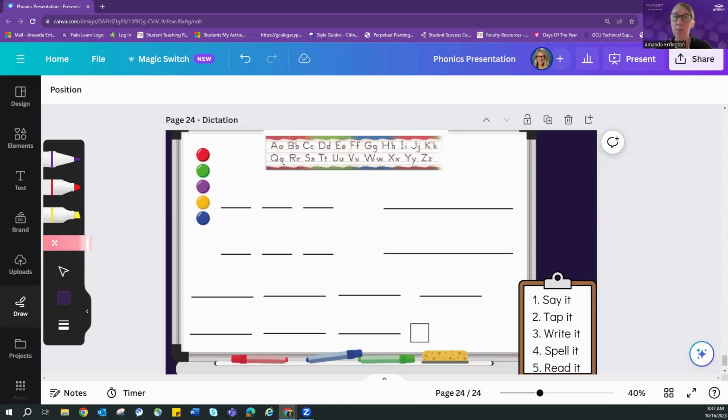If I was going to do some dictation for this phonics lesson with our CH digraph, it would go a little something like this. First, my students would understand and have practiced our dictation routine, which, as you can see on the clipboard here, is say it, tap it, write it, spell it, and then read it. All right, so our first word that we're going to practice spelling, boys and girls, is going to be the word rich. Say it with me, rich. Now let's tap the sounds.